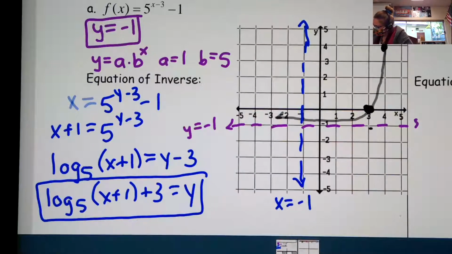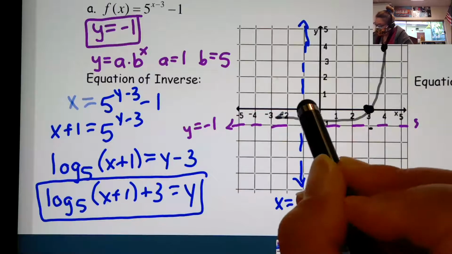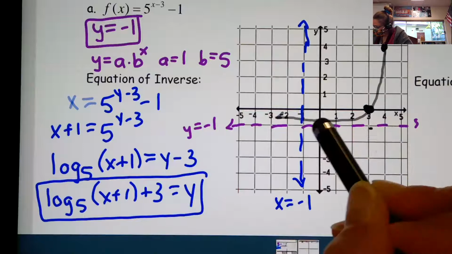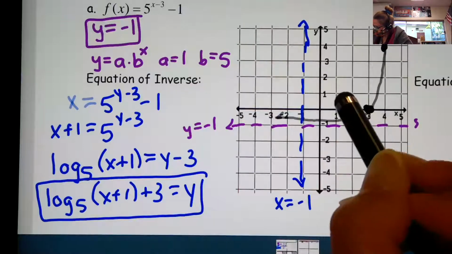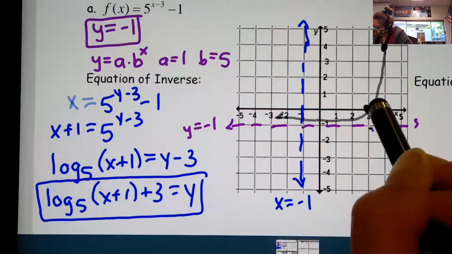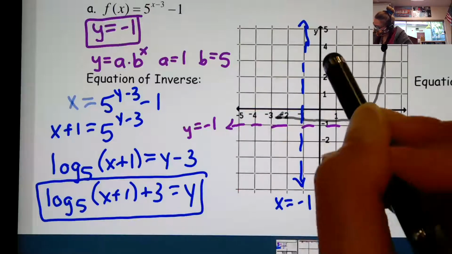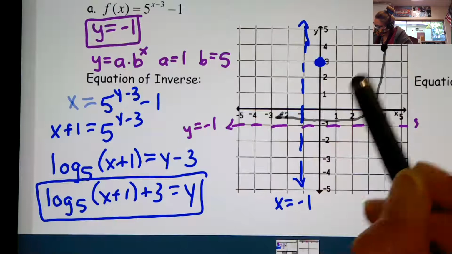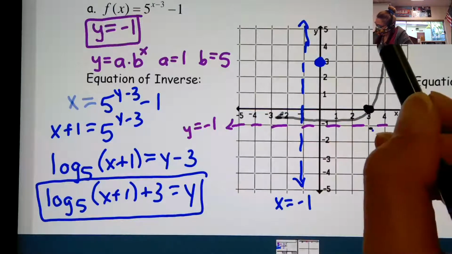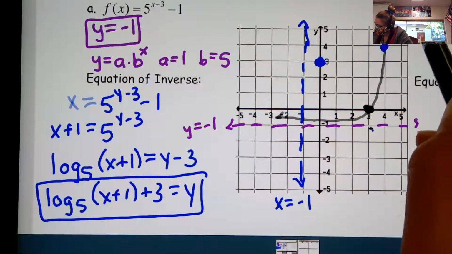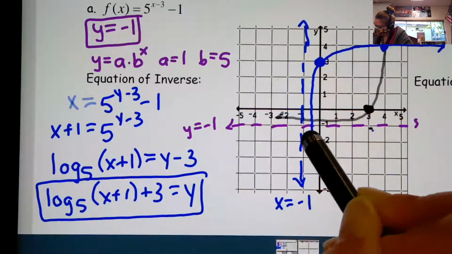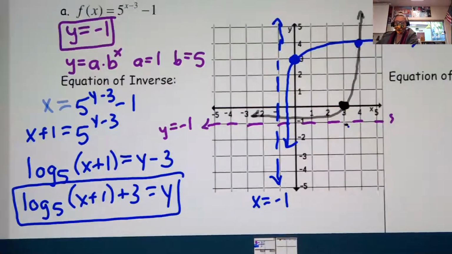And then when I'm doing my points, I am going to take a look at these points. I have a point at 3, 0, apologize, 3, 0. So I'm going to have a point at 0, 3. This point is at 4, 4. So when I flip 4, 4, I still get 4, 4. And there is my inverse graph.